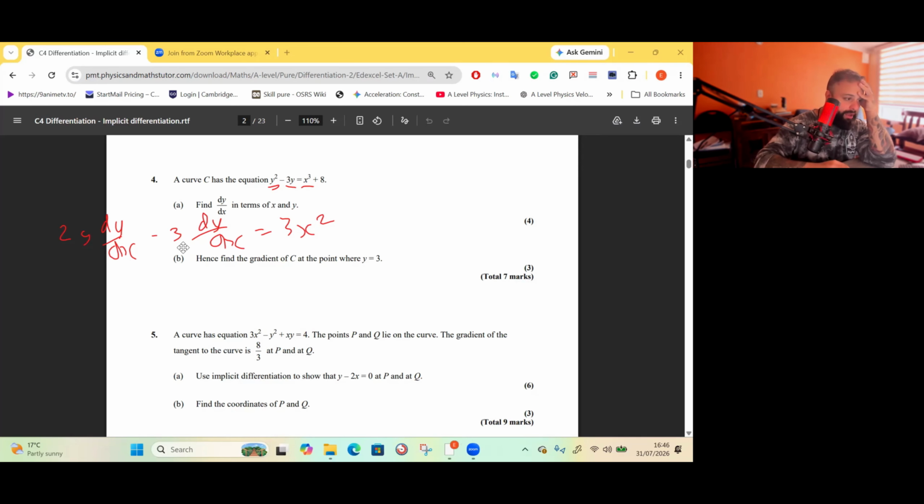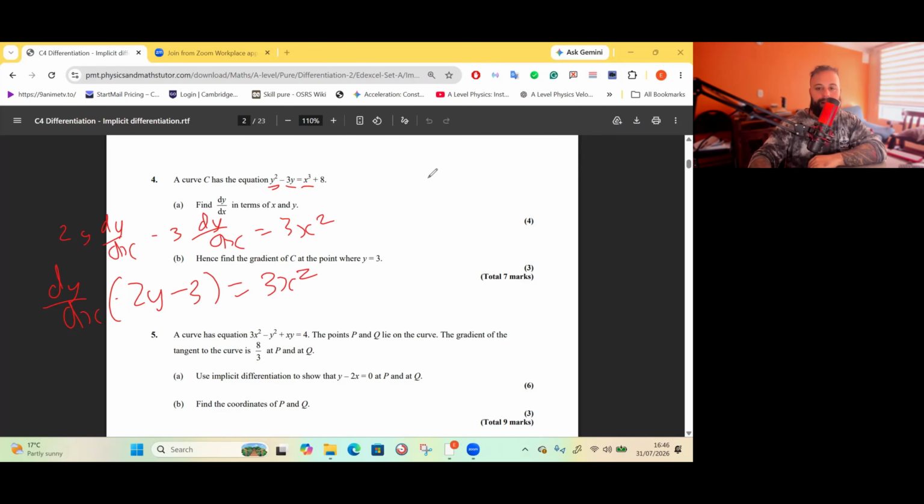And then we rearrange it to put the dy by dx on one side, which it already is. We just need to factorize it by dy by dx, which is equal to that. And then just bring the 2y minus 3 on the other side by dividing it over. And this is what we get.